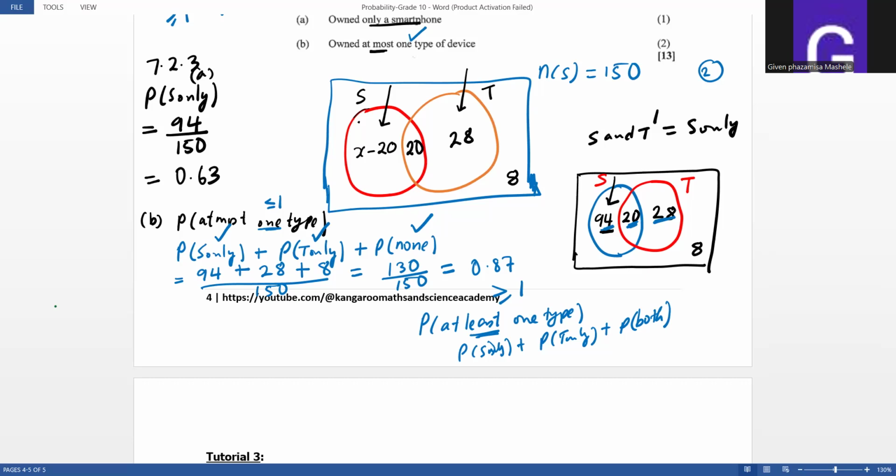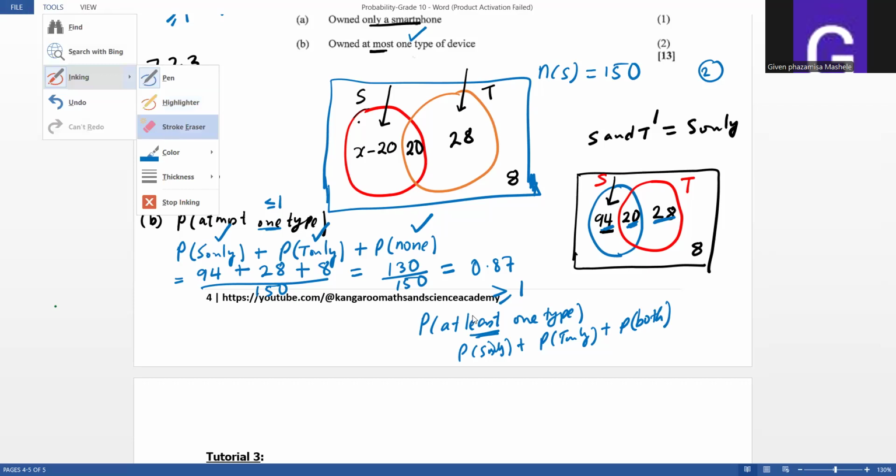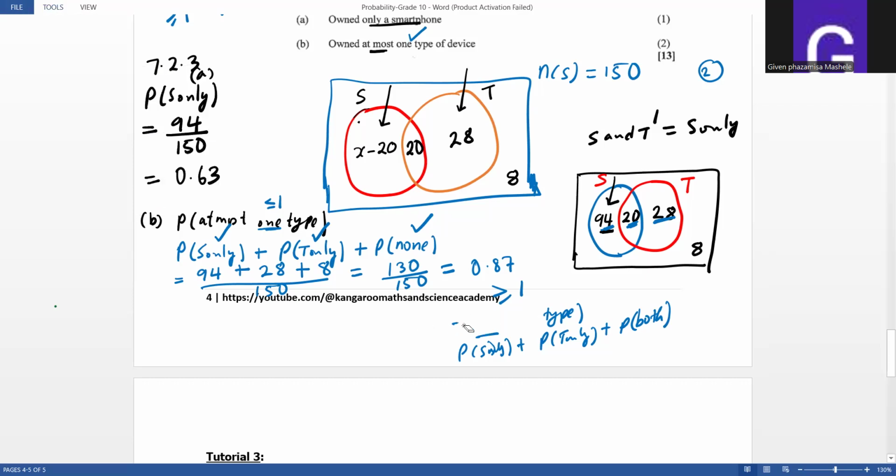That would be if it was saying at least 1, but here it was not saying at least 1, it was saying at most. So at most means it's less than or equal to, so anything less than or equal to 1. So it's either smartphone only, or tablet only, or none, 0. So we're going to add 94, 28, and 8. I believe you're following.